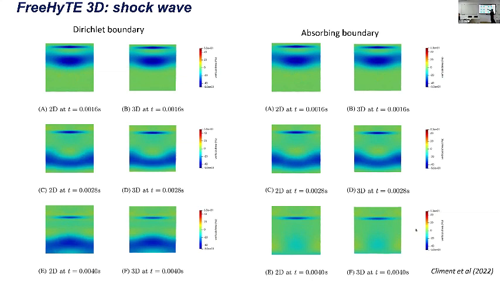You can see here that there are 2 P waves, the P1 that travels faster and the P2. And when you use Dirichlet boundary conditions, the wave reflects. And when you use absorbing boundary conditions, the P1 disappears.